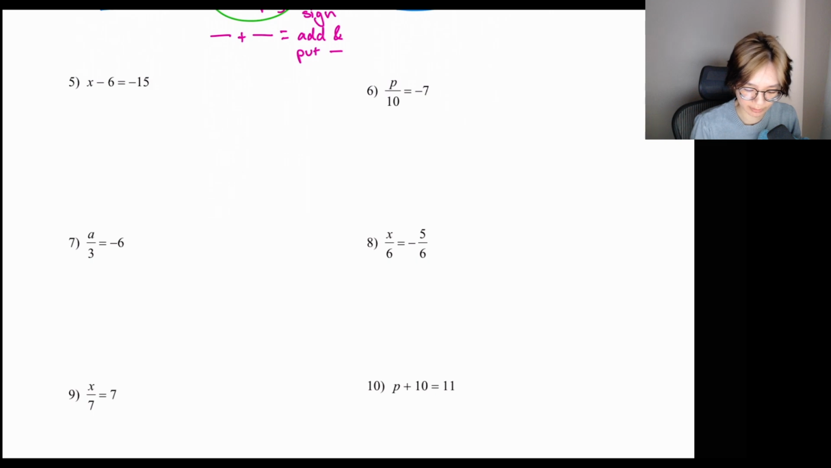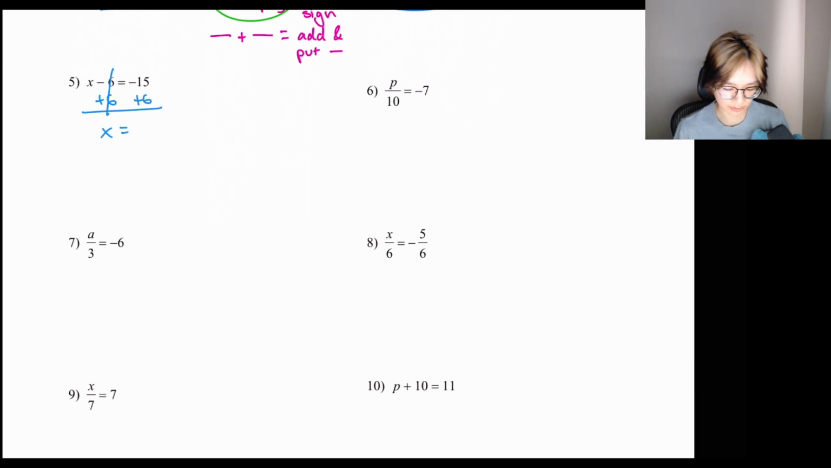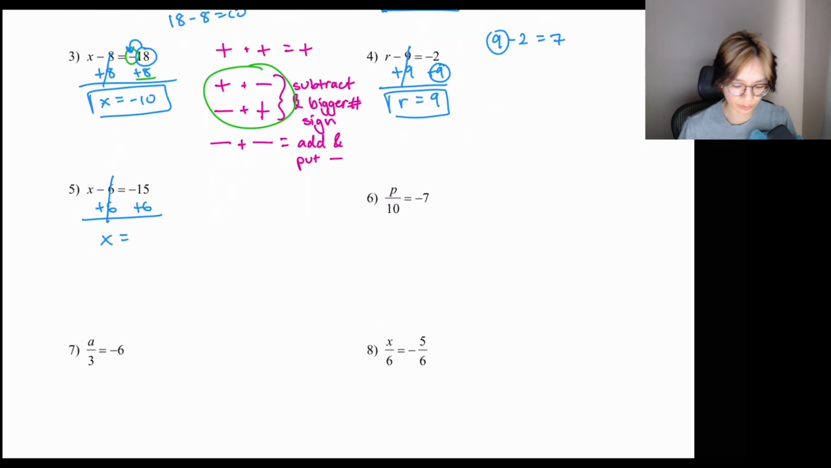Next one, x minus 6 equals negative 15. There is subtraction. To get rid of that subtraction, we add 6 on both sides. That cancels out. X equals negative 15 plus 6. Same rules. We have a negative plus a positive, so you subtract them like normal.